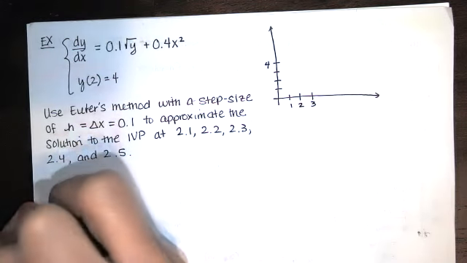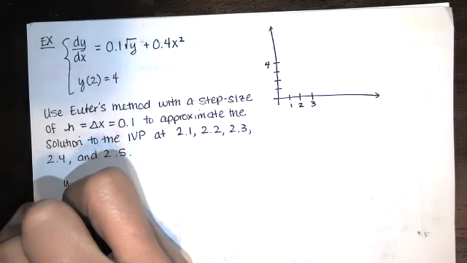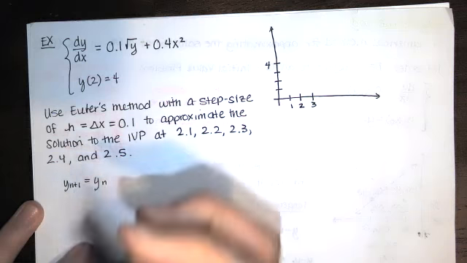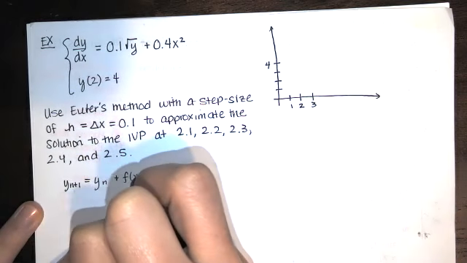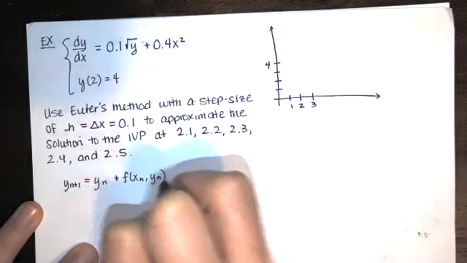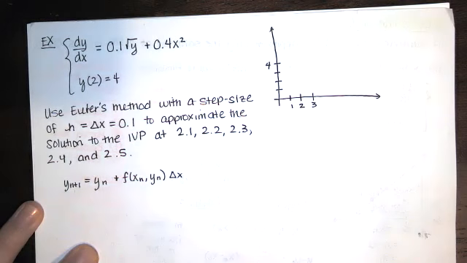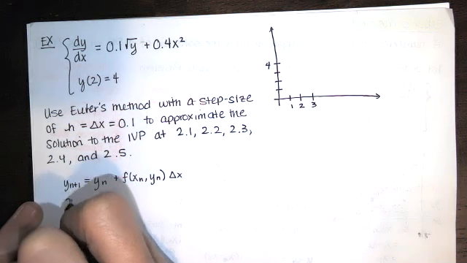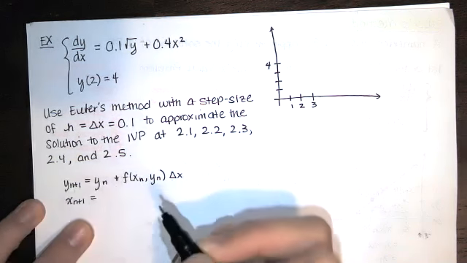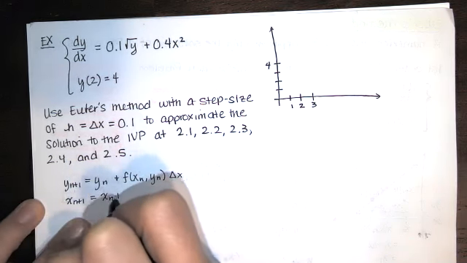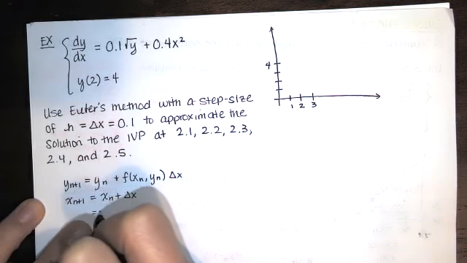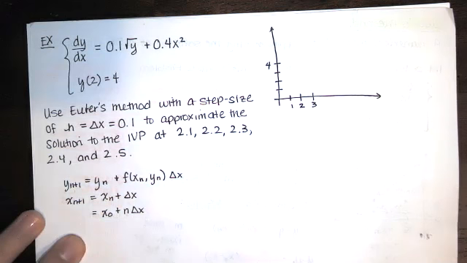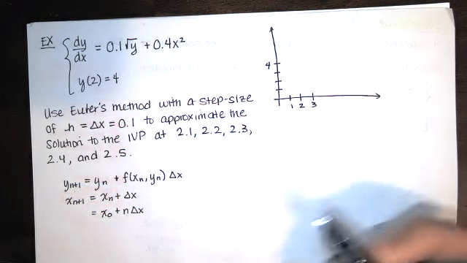So here are our formulas for Euler's method. y sub n plus 1 is the last y value plus the slope at the last xy pair times delta x, or if you prefer, you can use h there, that's fine. And x sub n plus 1 is the last x value plus delta x, or alternatively, you can think of it as the first x value plus n times delta x.